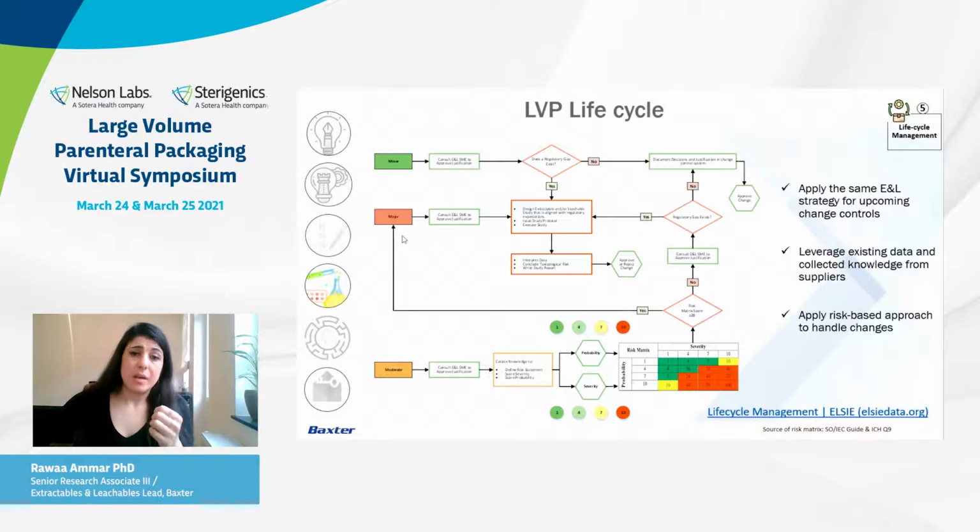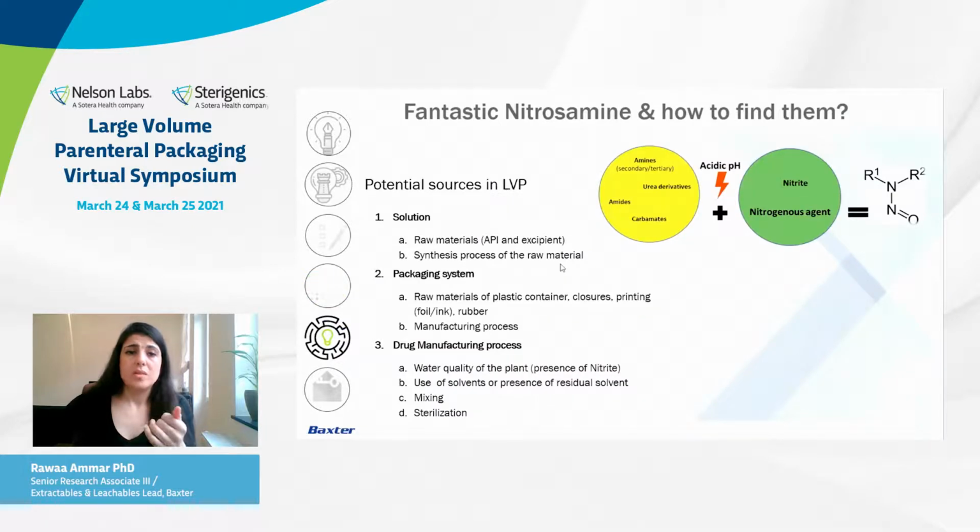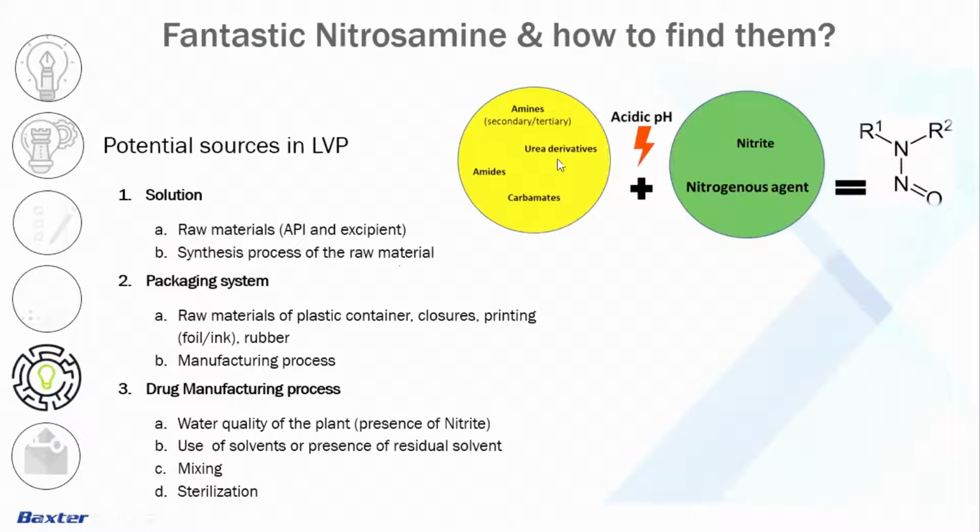And now I will explain how we have to deal with nitrosamines from an LVP standpoint. What are nitrosamines? Nitrosamines can be formed when we have secondary, tertiary, quaternary amines, like amides, carbonates, amines that interact with nitrite or a nitrosating agent, perhaps NOx in the air, in an acidic condition and form these nitrosamine molecules that can disrupt the DNA.